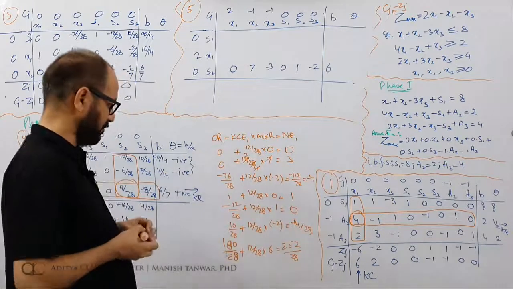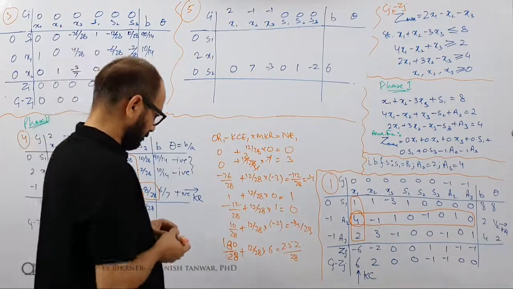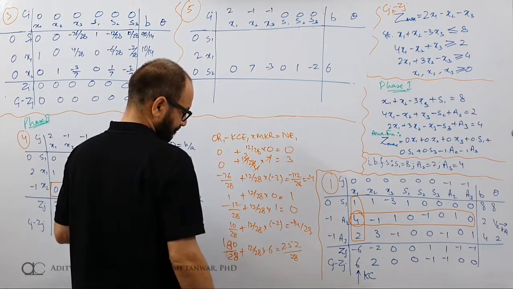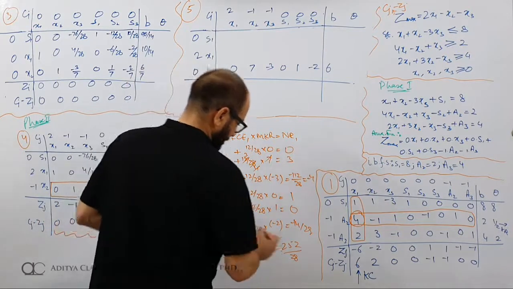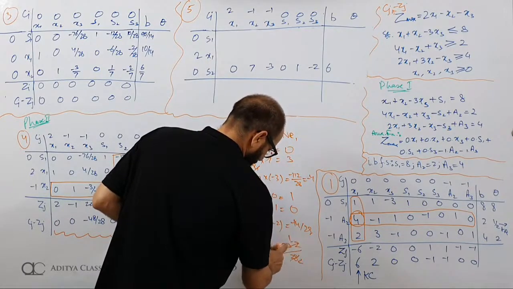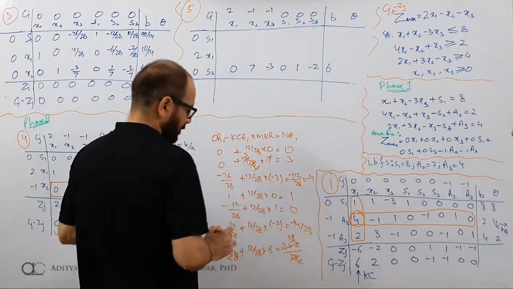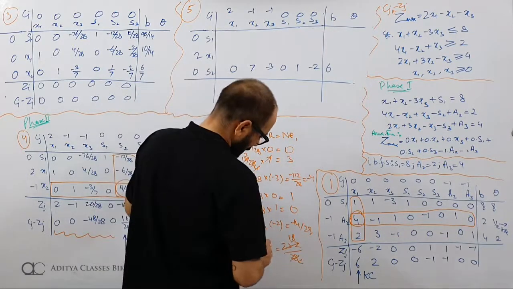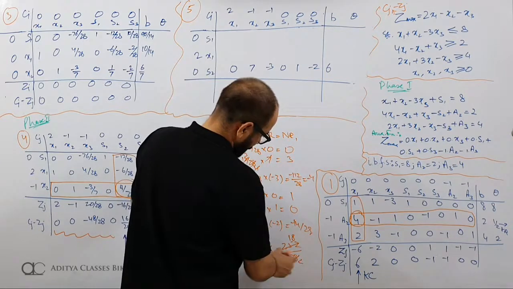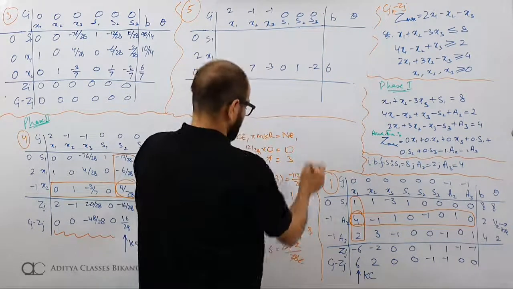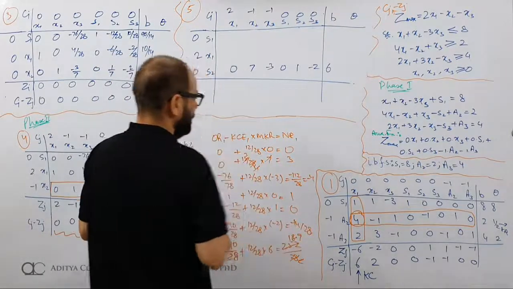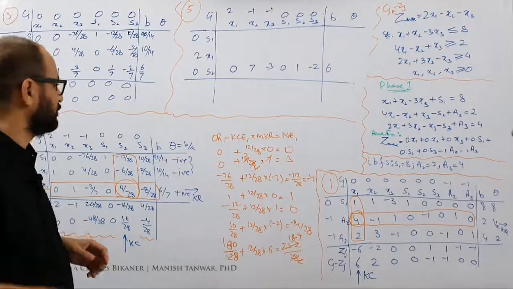Can we cancel these also? Yes, we can cancel them. 14 2s are 28, 14 1s are 14, 11 carry, 14 8s are 2. Then we get 9. So it will be a 9. And this is 14 by 28. So this is our first row converted.